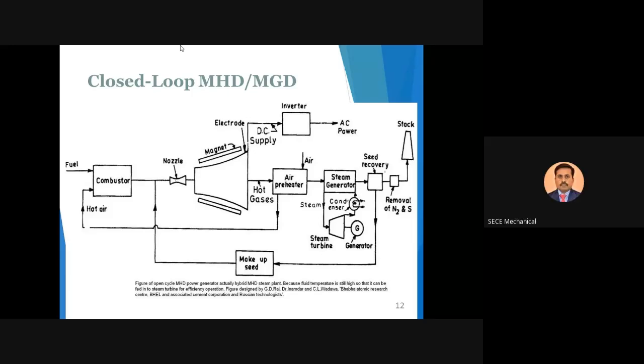Anyone? Akash, you don't know how MHD is working? Akash Kumar, kindly respond whether you know the answer or not.